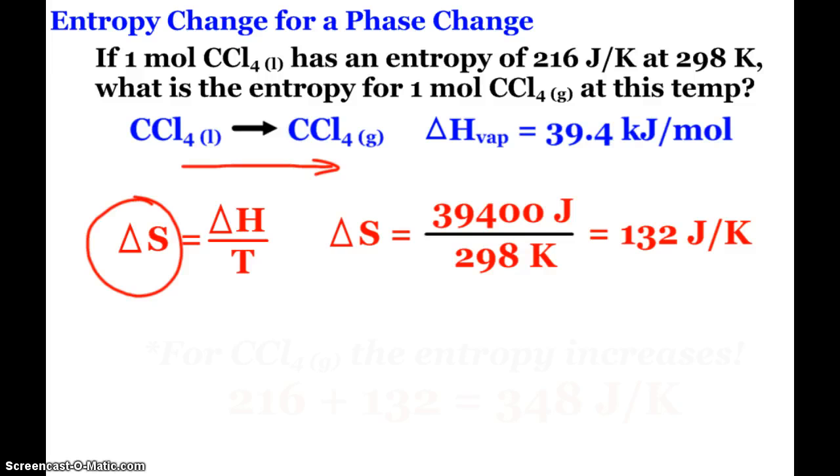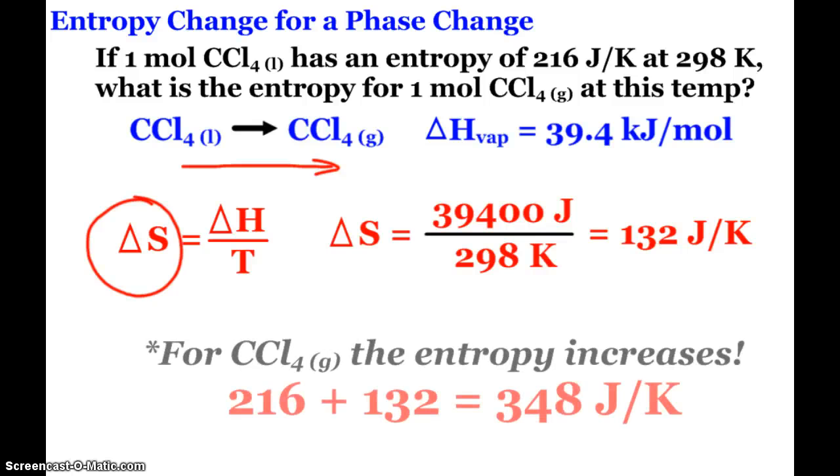So the question that says, what is the entropy for the vapor? It accumulates. So for the gas, it's the 216 from the liquid plus my delta S of 132. And so we end up with 348 joules per Kelvin.